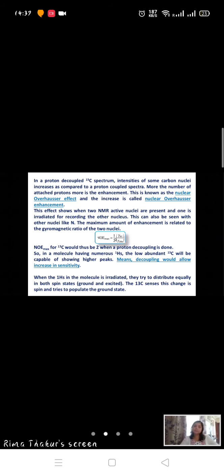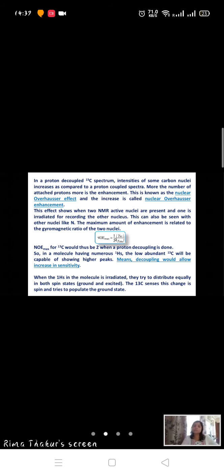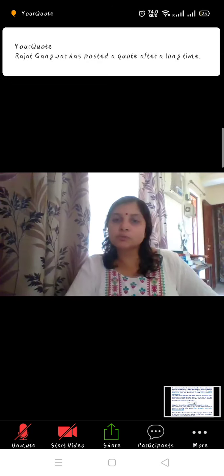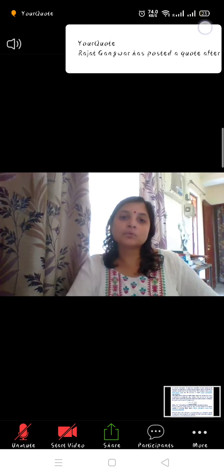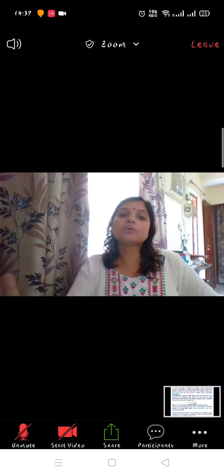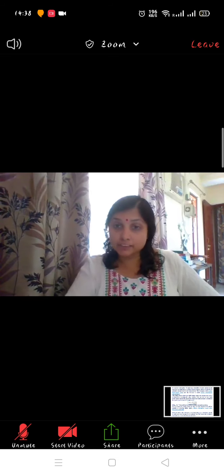proton or carbon relation, it is 4 times. Proton is 4 times that of carbon. So NOE max will be 2 here. Okay, so gamma irradiated is 4, so gamma observed is 1. That is the ratio between the two. 4 is to 1 divided by 2, that gives you 2. So maximum you can see a doubling, that is the max.